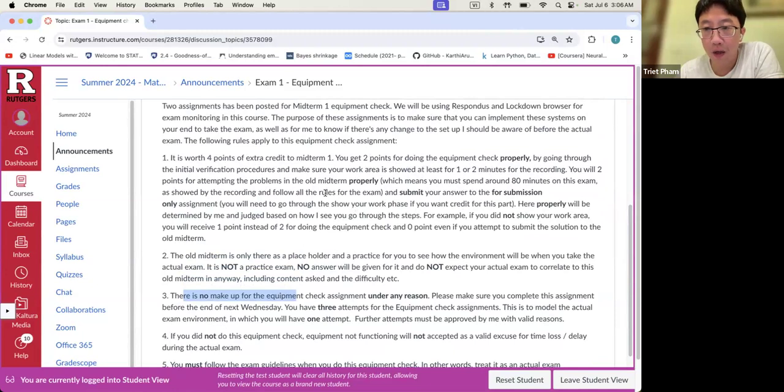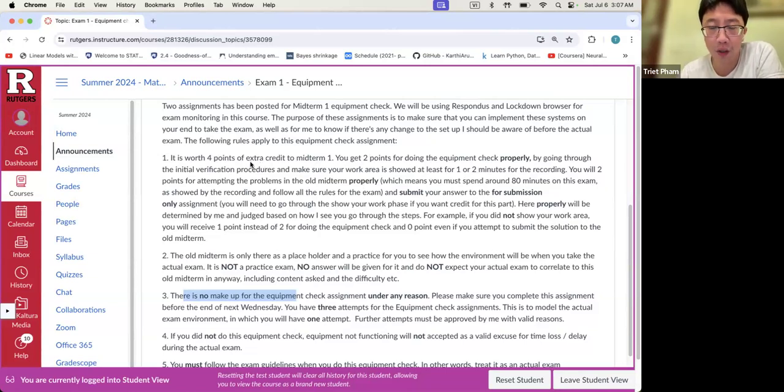You get extra credit for going through the equipment check and treating it as an actual exam. The reason is that it will show you if there's any step you should pay attention to, and if something's not proper, you can correct it before the actual exam. So you get rewarded a maximum of 4 points extra credit.